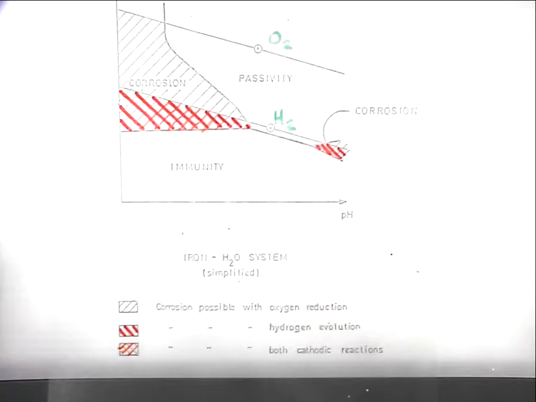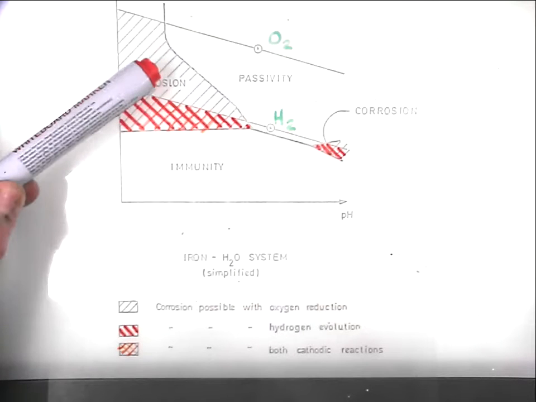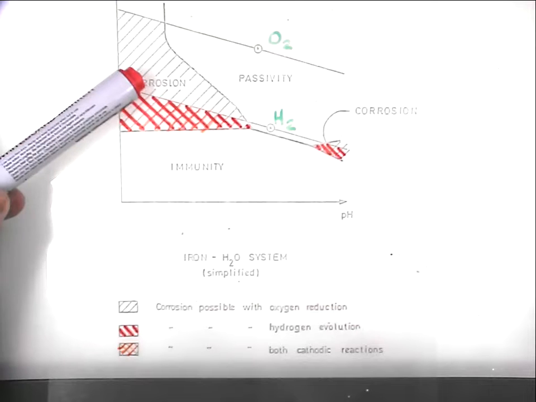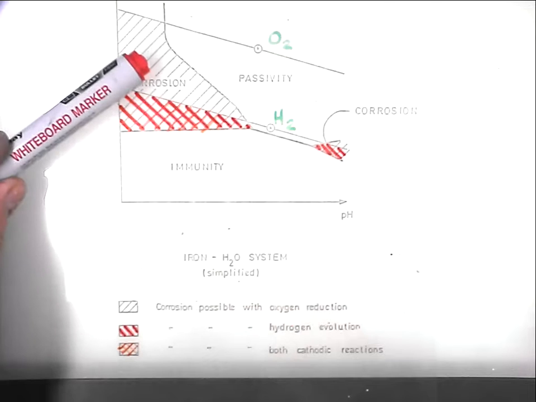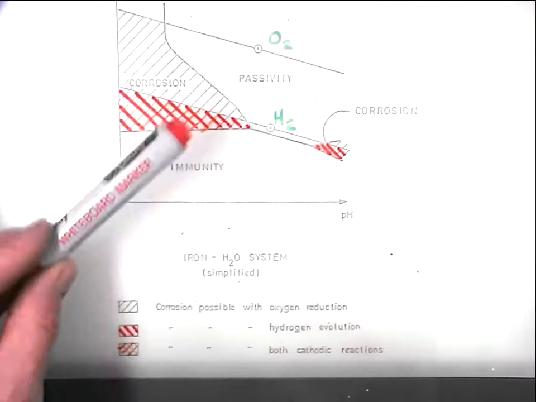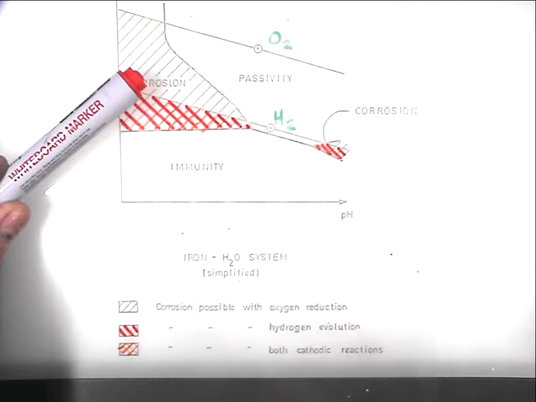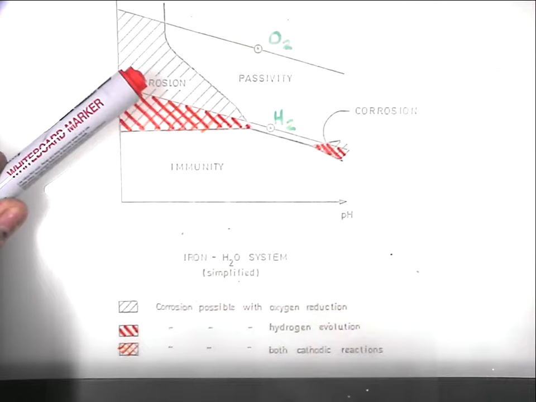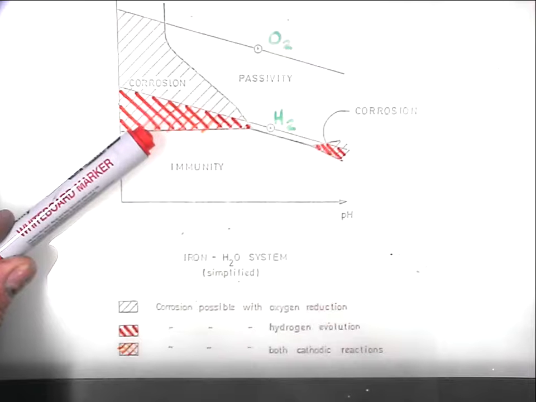So, if you're in this region here, you can get corrosion of the iron, and you can get oxygen reduction. So that's what this dashed line, striped line means. So, in other words, as long as the potential is above the hydrogen line but below the oxygen line, then you can get oxygen reduction. If you are below the hydrogen line as well, then it's possible to have hydrogen reduction or oxygen reduction, or both occurring.